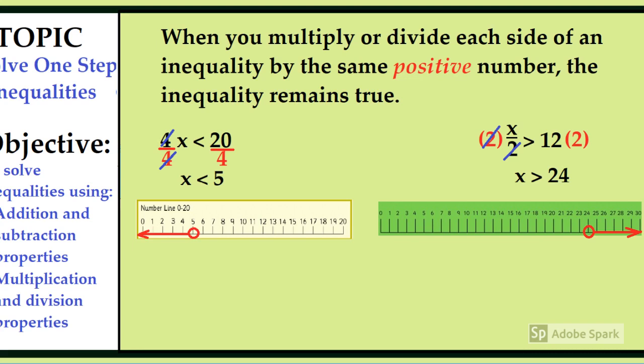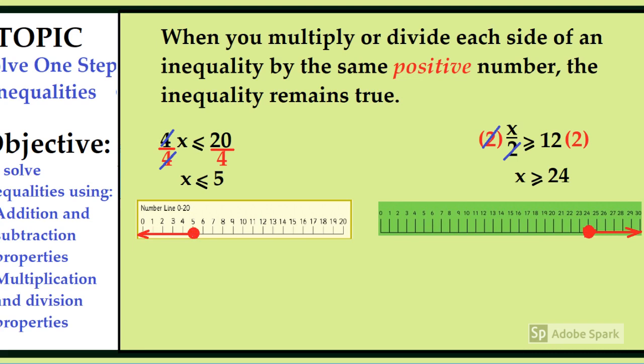And the second example is division, so you're going to multiply both sides by 2 in this case. So x is greater than 24. Still, the dot is open going to the right because the inequality symbol is pointing to the right.